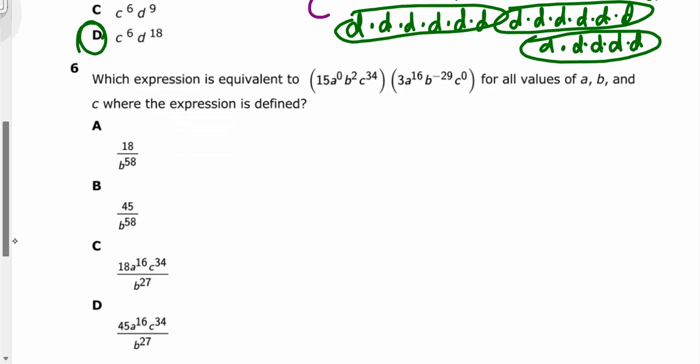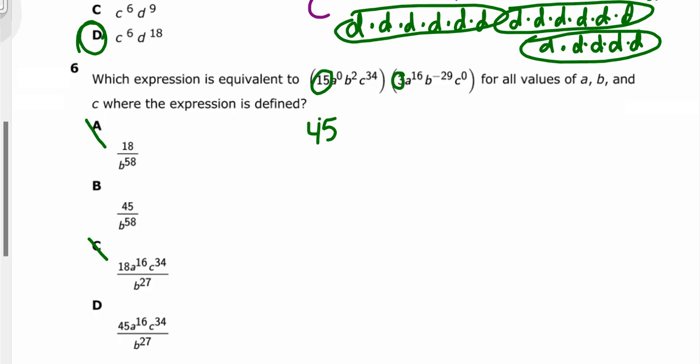Okay, number 6, which expression is equivalent to the following for all values of A, B, and C where the expression is defined? So I have 15 and 3, and it means multiply. So 15 times 3 gives me 45. So right now I already know that A is not my answer and C is not my answer. It's got to be B or D.